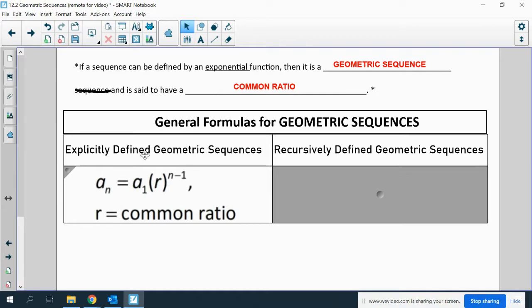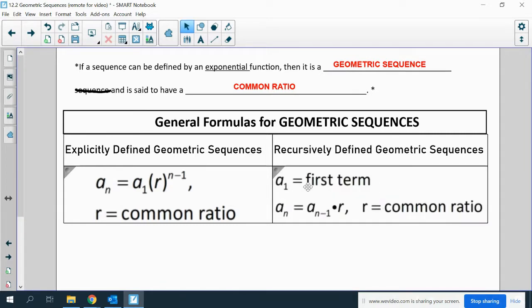If it is explicitly defined, that means we have one definition, and it works for all values. So a sub n is equal to a sub 1 times r to the n minus 1. r is the common ratio, a sub 1 is the first value in the sequence, and a sub n are any subsequent values.